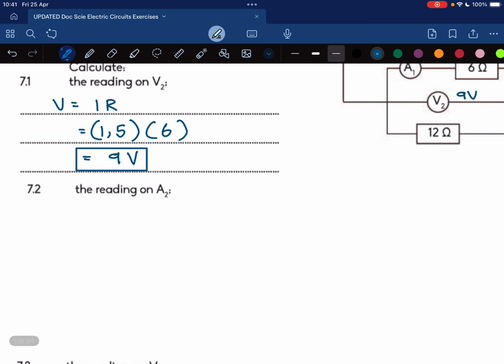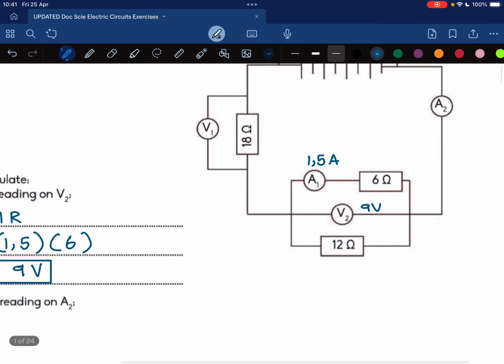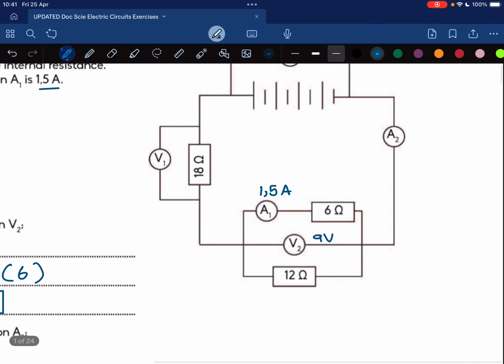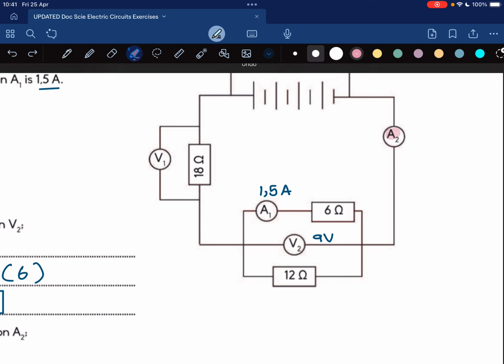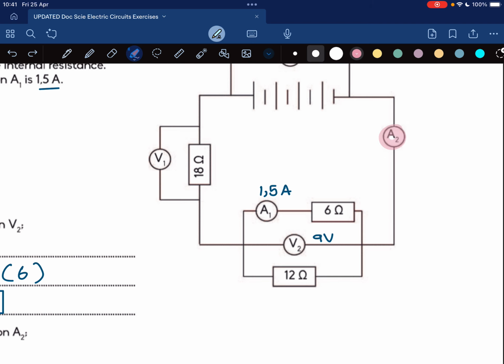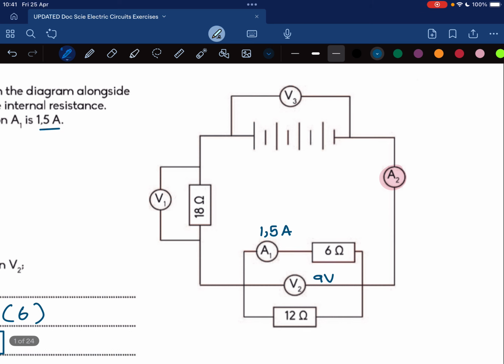Then 7.2 says to calculate the reading on ammeter 2. Ammeter 2 is here in the circuit. It's important to take note that ammeter 2 is also going to be the total ammeter reading. That's quite an important fact for us to know.